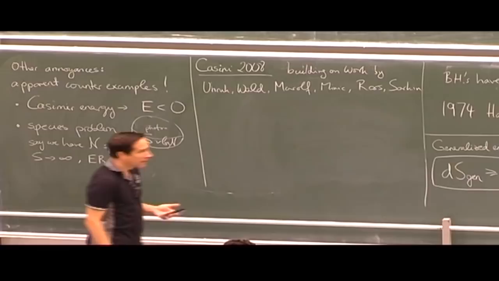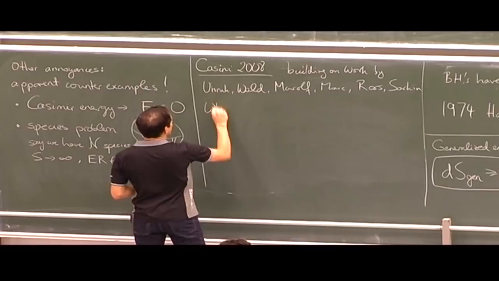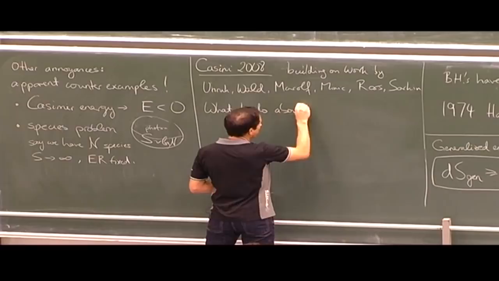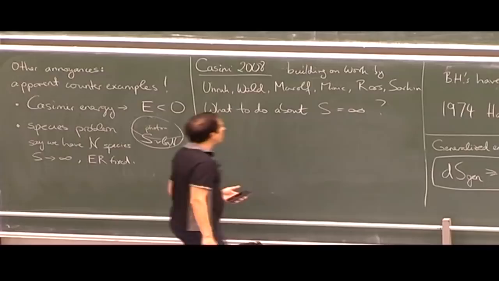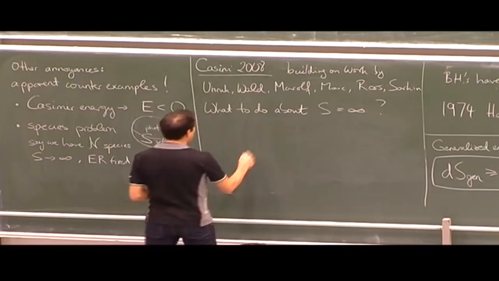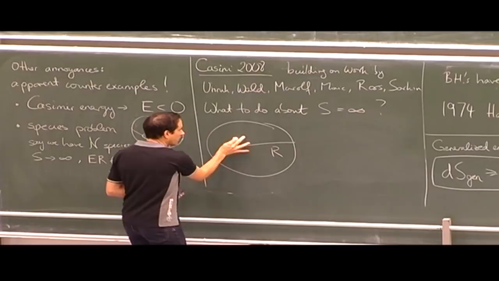And one key idea is what to do about the infinities of the entropy. Now, I haven't even told you very much about this yet. Well, why is the entropy of a region infinite? So first of all, they go for option two. You say, I'm going to restrict to some region of radius r, and I'm going to talk about the quantum state in that region.